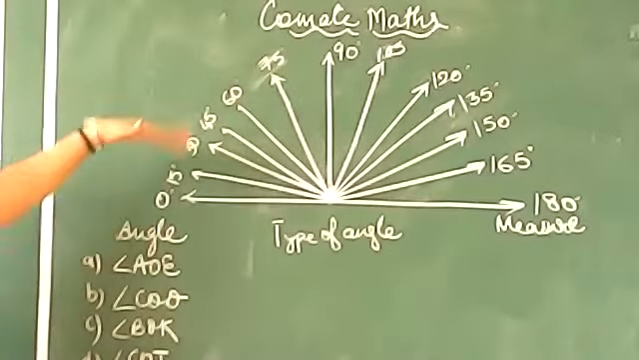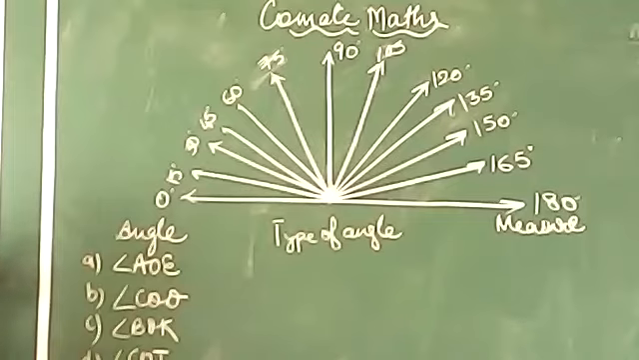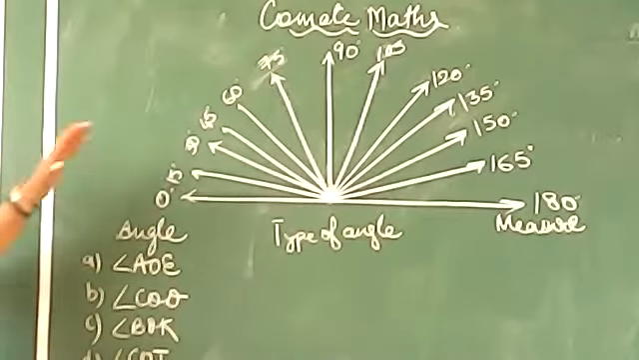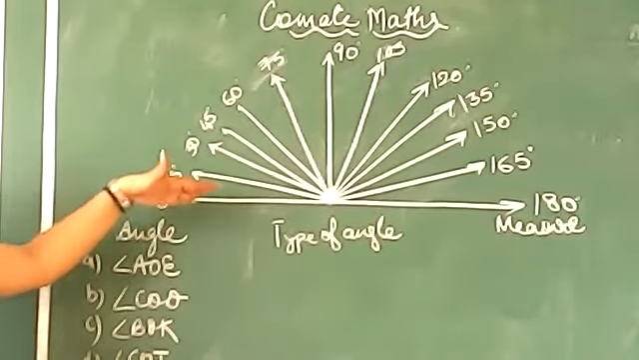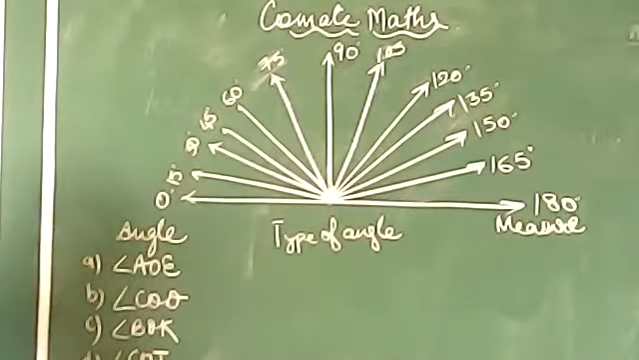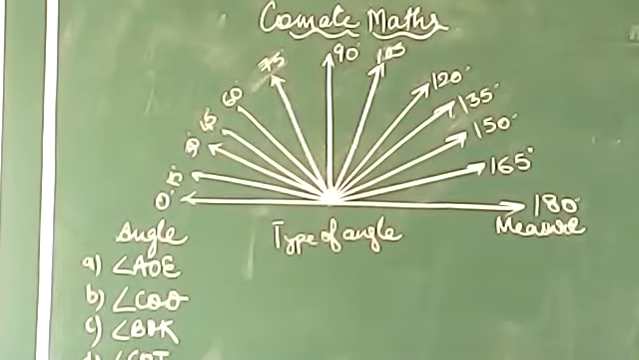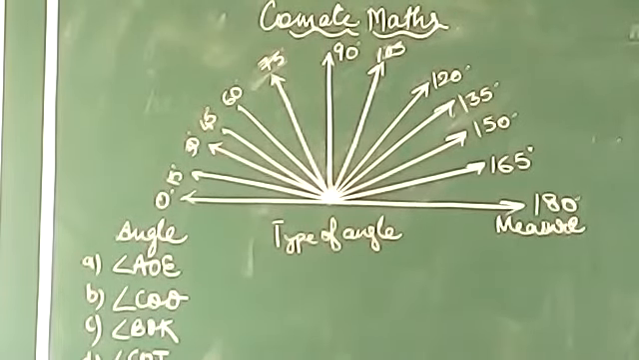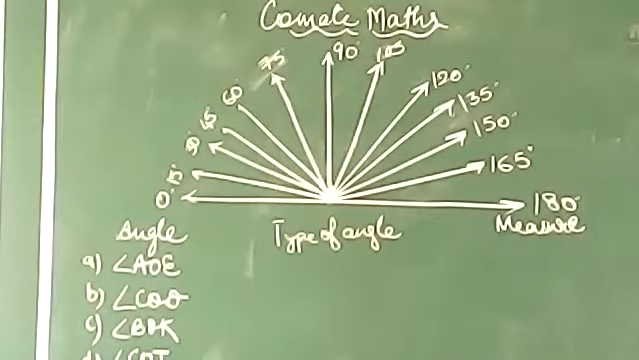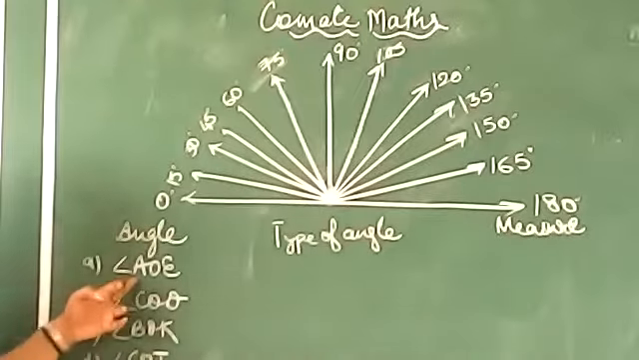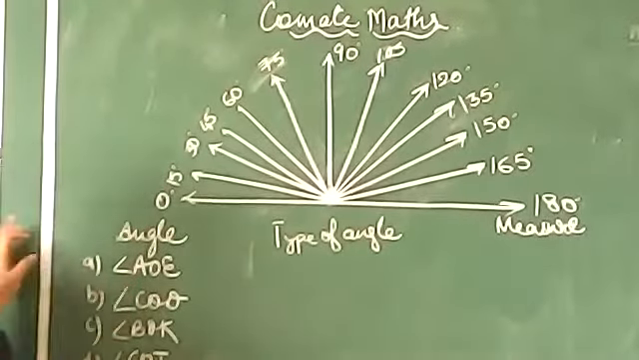As you all know, this looks like a protector, and in a protector there are so many angles. The same way in this figure you have so many angles. In the Comet, you have the names of angles. You have to measure each angle one by one and tell which angle type it is and what is the measurement of that particular angle. For example, angle AOE.